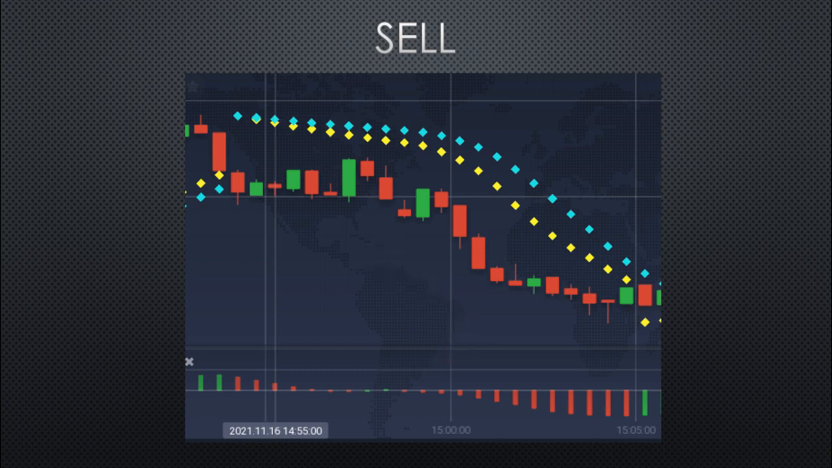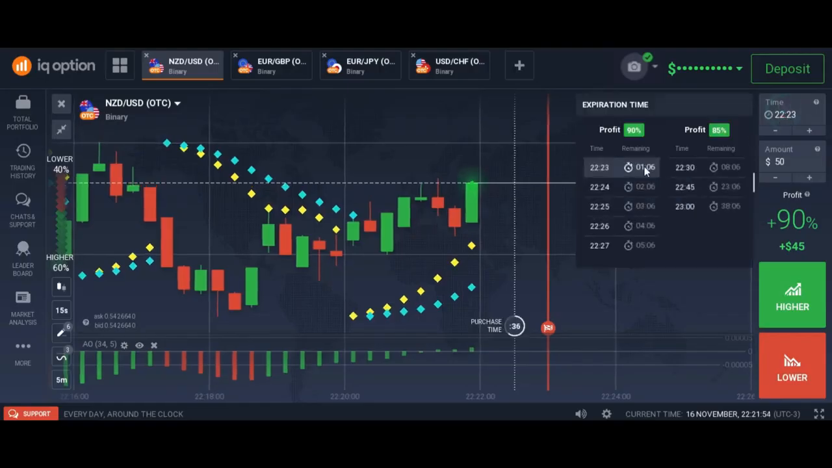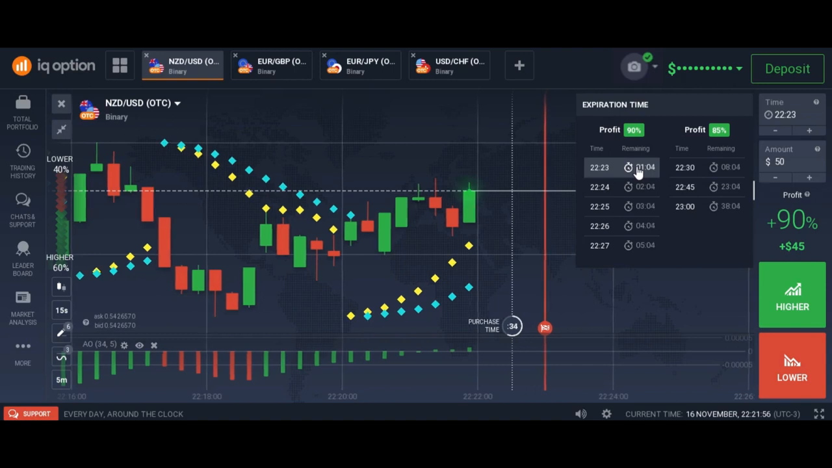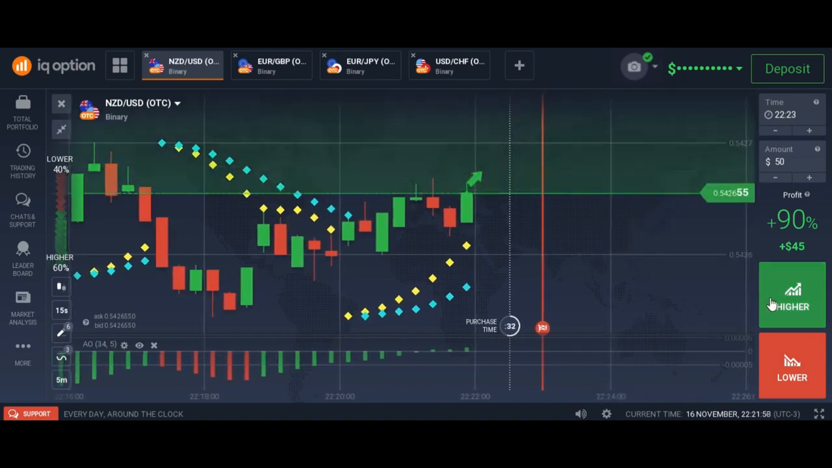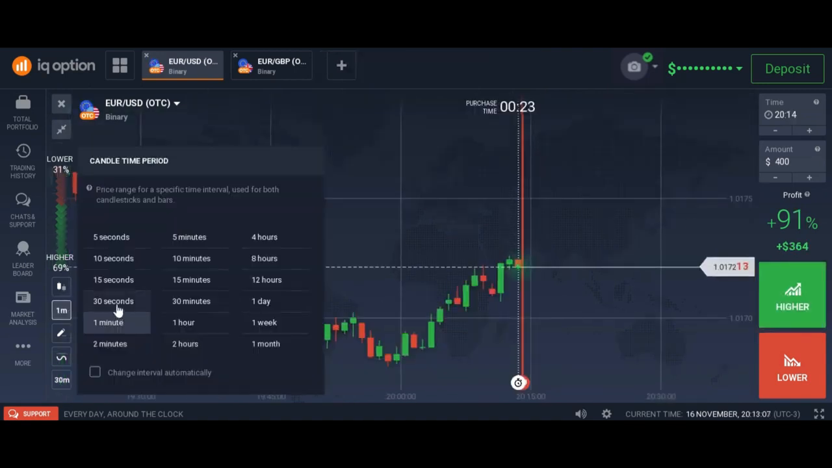One tip is, do the operation if the two parabolic SARs are far apart. If they are very close together, I don't recommend doing any operations. The expiration time that we will use is 1 minute or less, and the candles will be 15 seconds.